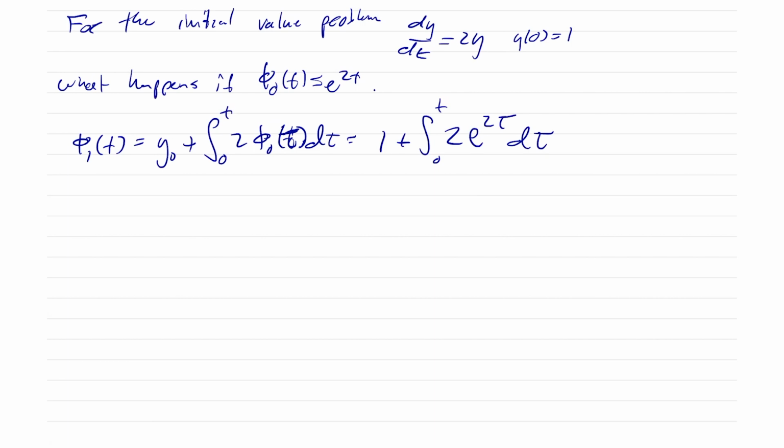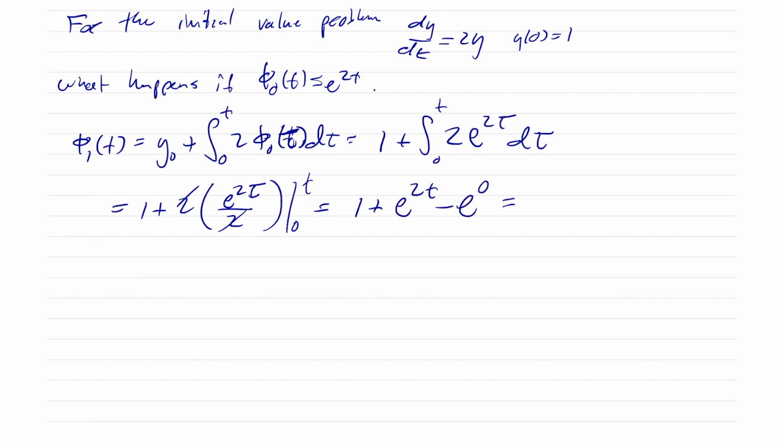And so just go ahead and integrate that. So it's 1 plus, pull out a 2, e to the 2 tau over 2, evaluated from 0 to t. And so the 2 cancels this one, and we're left with 1 plus e to the 2t minus e to the 0, and e to the 0 is just 1, so you get e to the 2t back. So the answer is e to the 2t, or it returns itself. And so that would be the result.